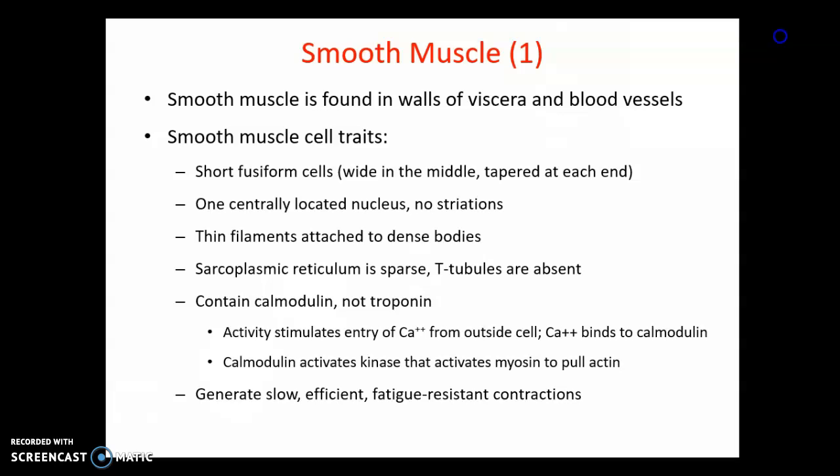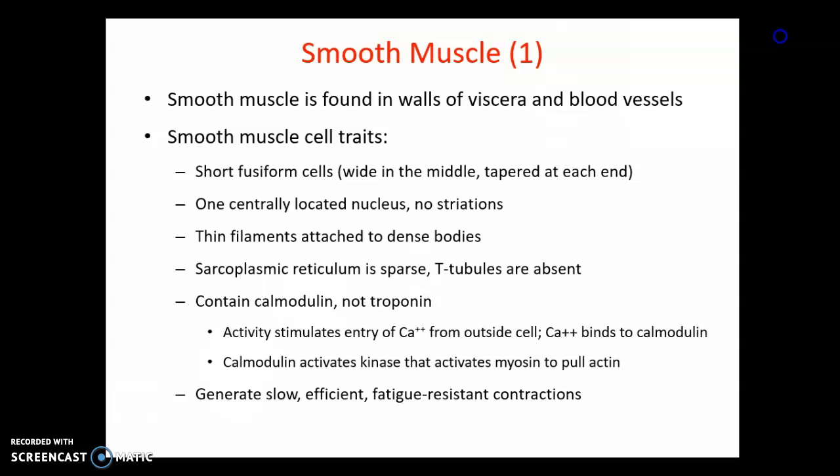Contain calmodulin, which usually acts with calcium, and not troponin. So activity stimulates entry of calcium from outside of the cell, and then calcium binds to calmodulin, and calmodulin activates a kinase that activates myosin to pull actin.